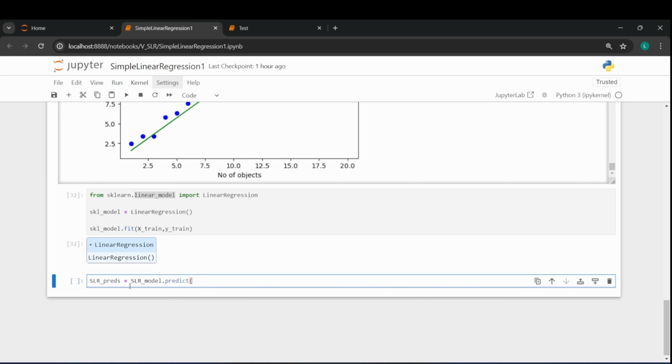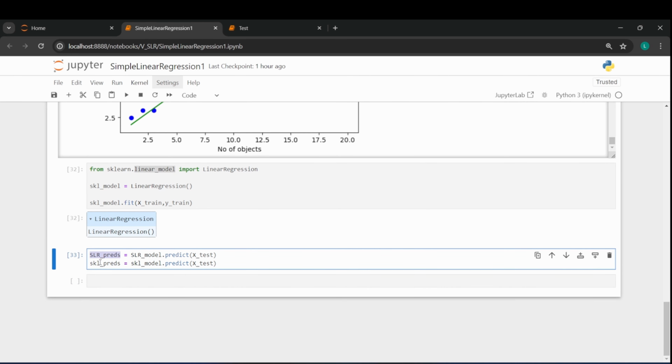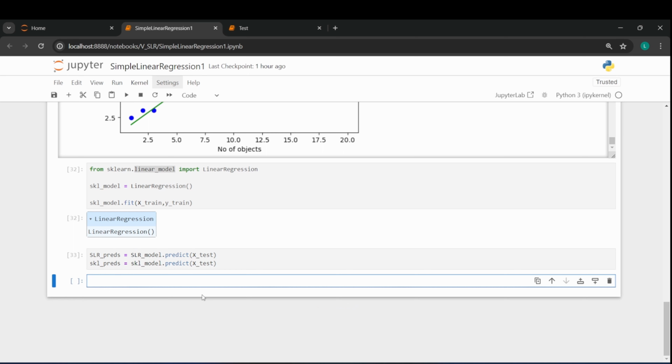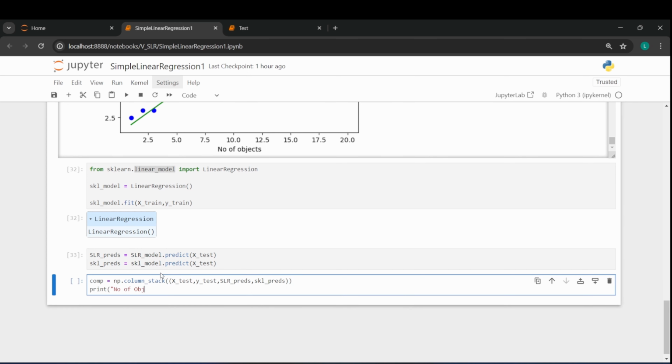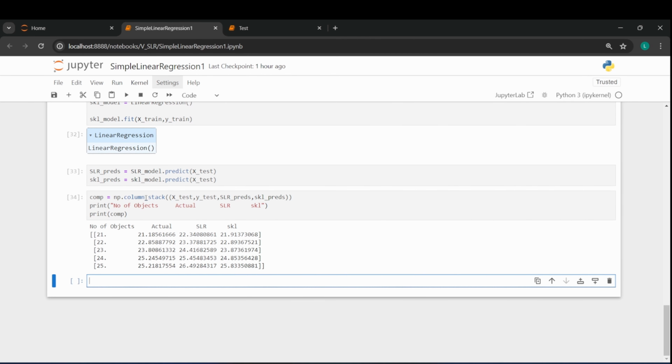To make the prediction, we just have to pass the test dataset into the predict method like this. Now I have made the predictions for both this SLR model and this sklearn model and stored them in these two variables. Now let's compare them to the real timings. I have put everything in this column stack method, which prints them in a table like this. The numbers of objects are 21, 22, 23, 24 and 25.